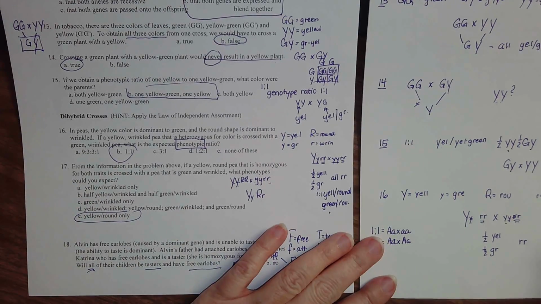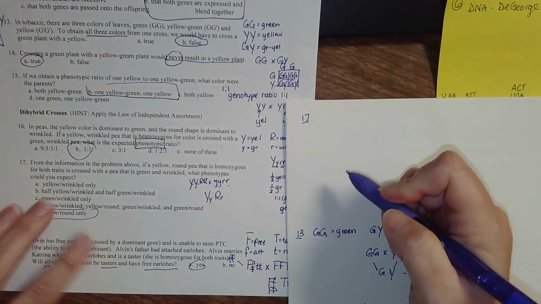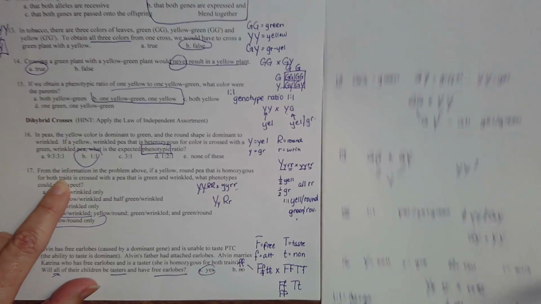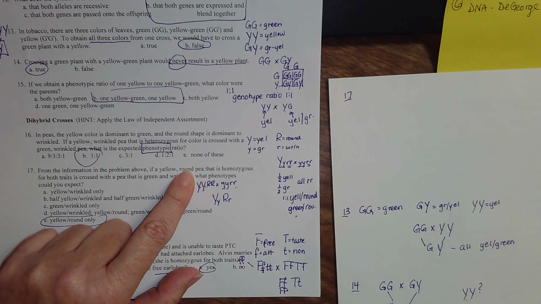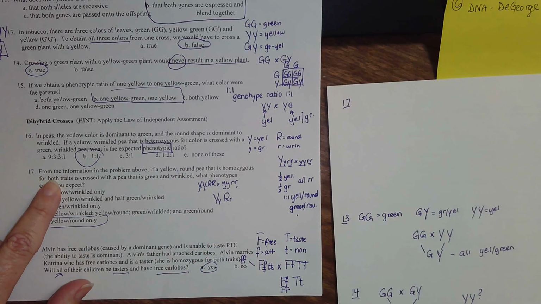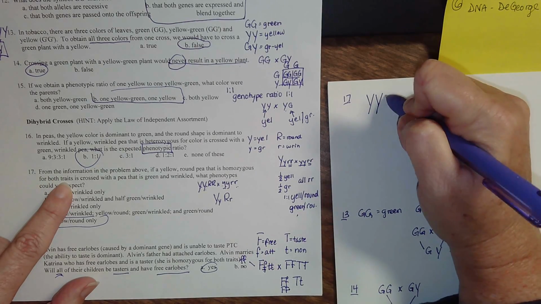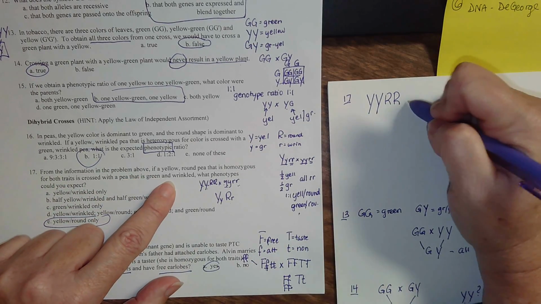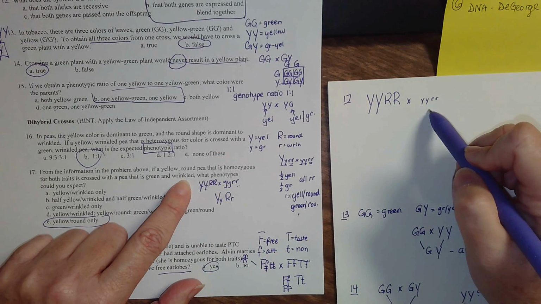All right, for 17, I'm going to work that up here. From the information in the problem above, that means the key that we had down here. So your yellow, green, round, and wrinkled. If a yellow round P, homozygous for both traits. So if it's yellow, that's the dominant trait, and it's homozygous. Round is the dominant trait, and it's homozygous. Is crossed with a P that is green and wrinkled. So green and wrinkled. That's the only way that we can get that.